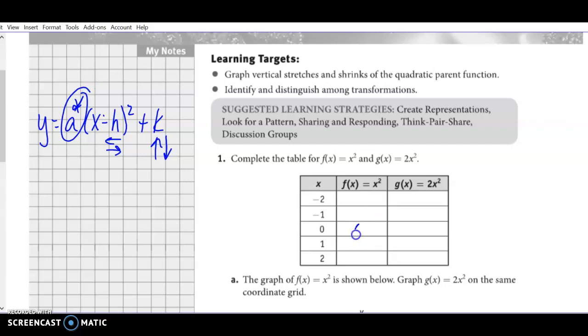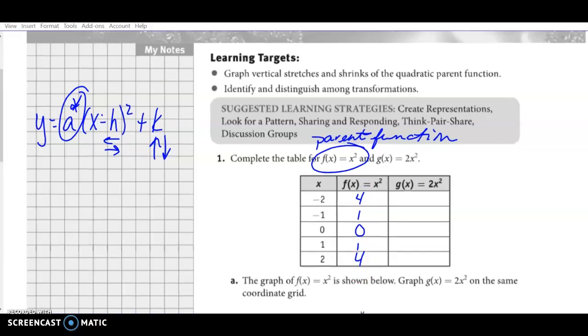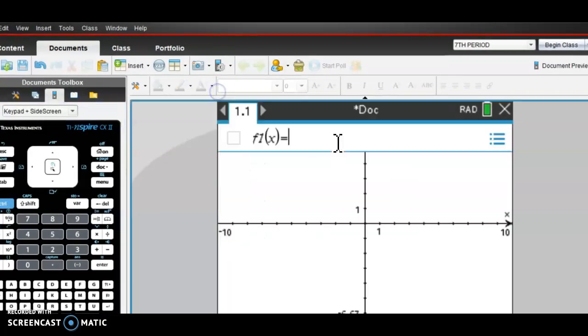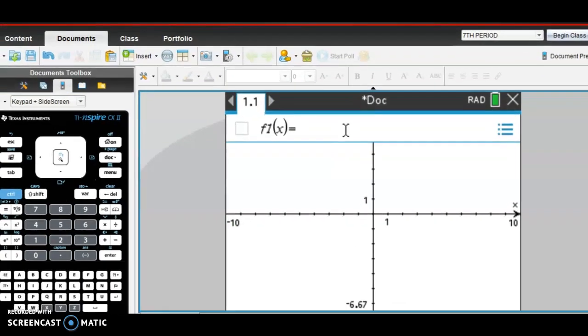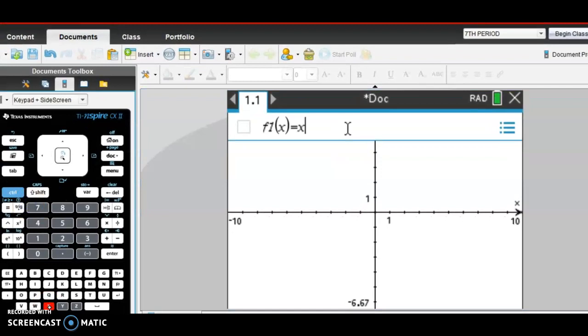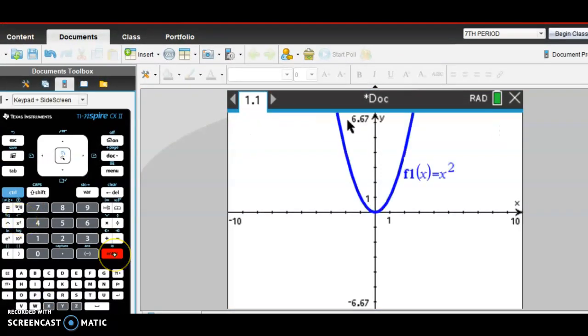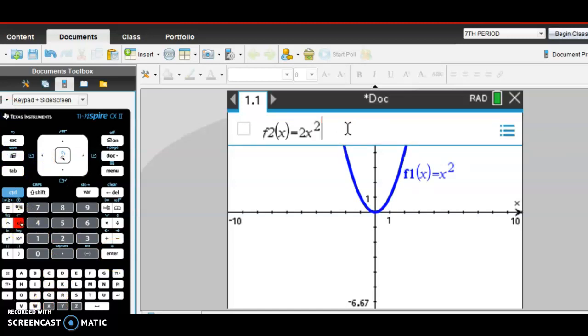If we're going to complete our table, remember this is our parent function. This is the one that we compare everything to. So we have 1, 0, 1, 1, and then we have 4. So what we're going to look at today is what happens when we change a. So we're going to go ahead and put in our parent function y equals x squared. And then we can hit tab, and now we're going to compare it to 2x squared.